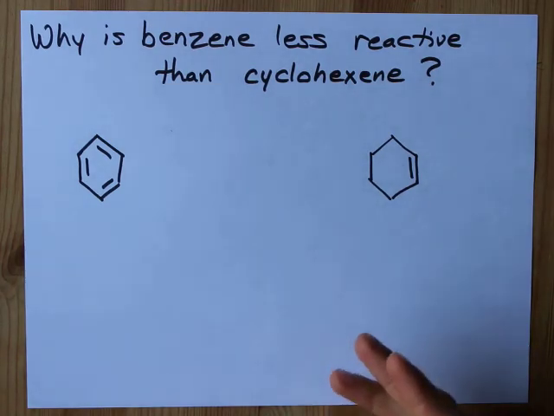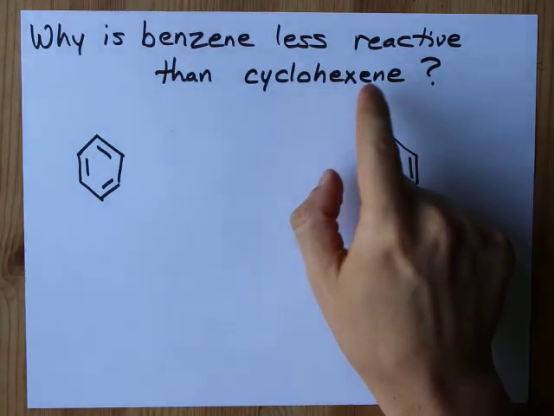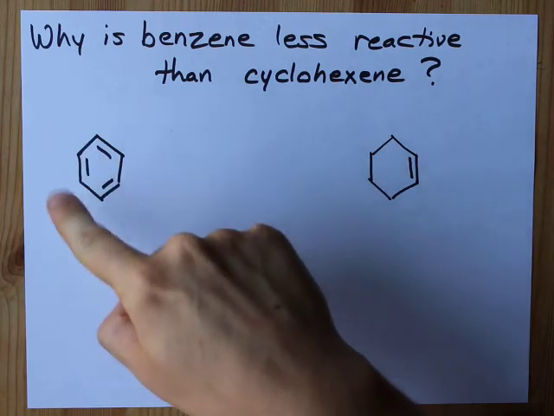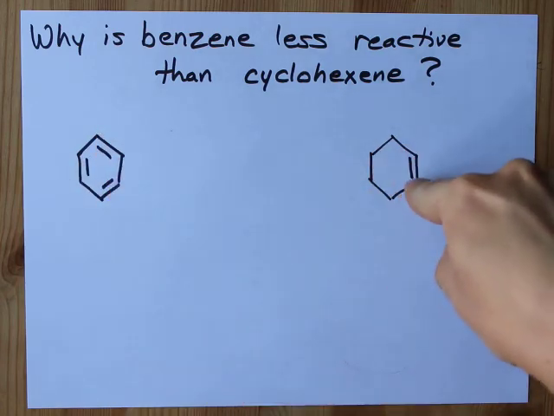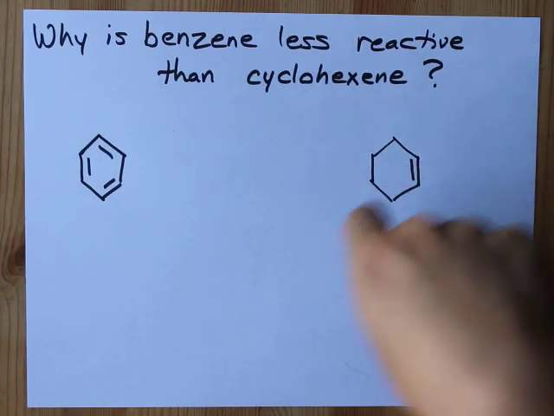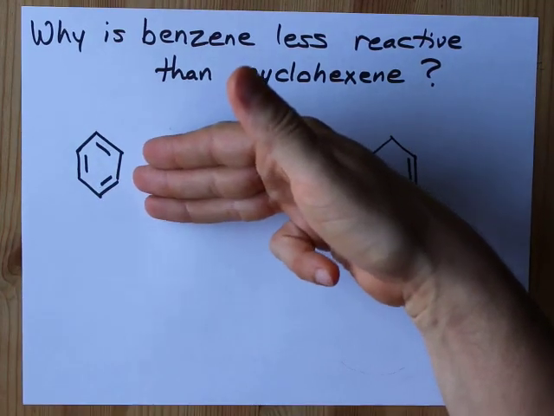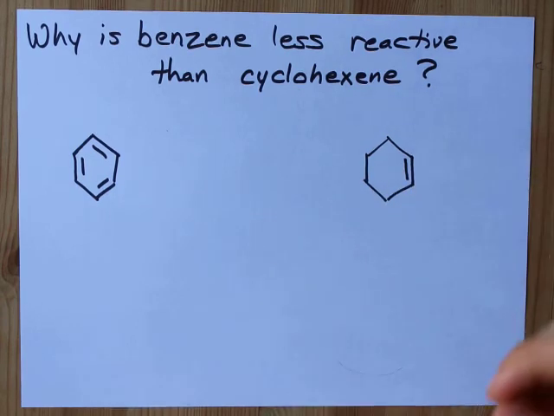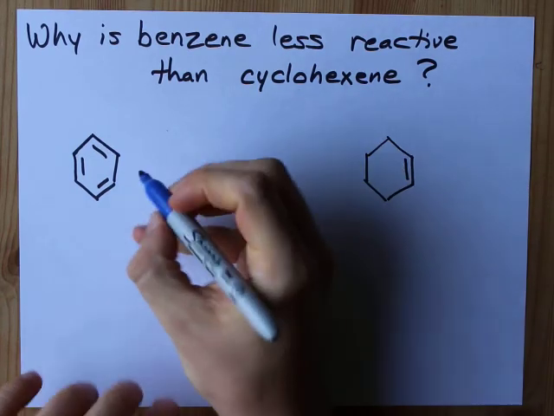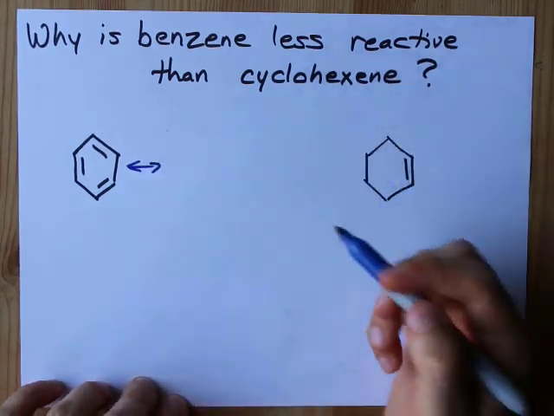Why is benzene less reactive than cyclohexene? There's still 6 carbons, but there's 1 double bond in cyclohexene and there are 3 double bonds, or at least the structure implies it, in benzene. The reason is that benzene has what we call resonance structures.